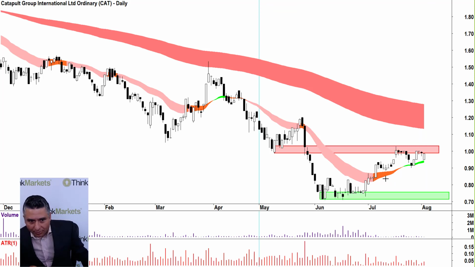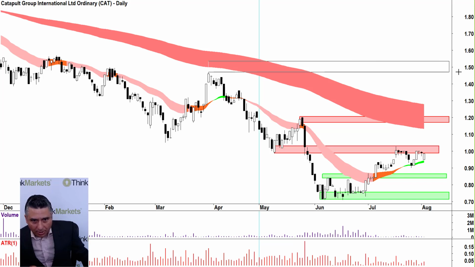And definitely through there and then through here. So I'm trying to give you an idea of reward to risk. Let's look at the next supply zone. So we'll go here and we'll say this is going to be a problem. I've no doubt about it. And then up here, clearly a problem.